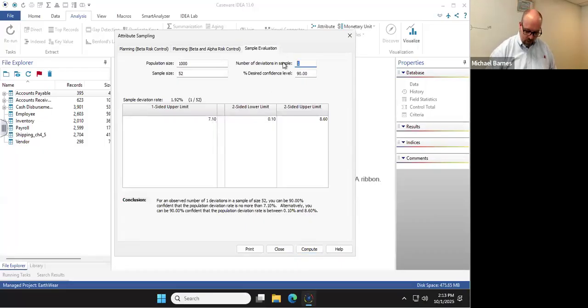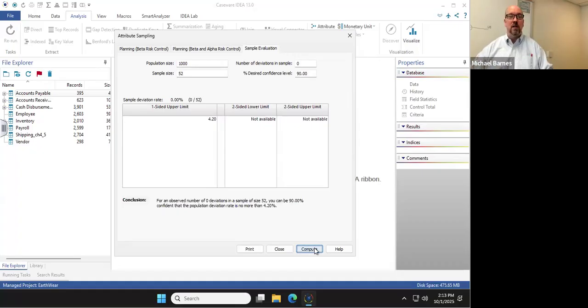Now, out of curiosity, what if I just have 0? So 0 deviations in the sample, that means the population deviation rate should be 0, right? Wouldn't it be nice if that was the case? Nope, that's not the case. It's saying 4.2%. Now, does this make logical sense? If you pick a sample of 52 items, you test all of them, and say there were no errors in this. Does that mean the population is completely free from errors?